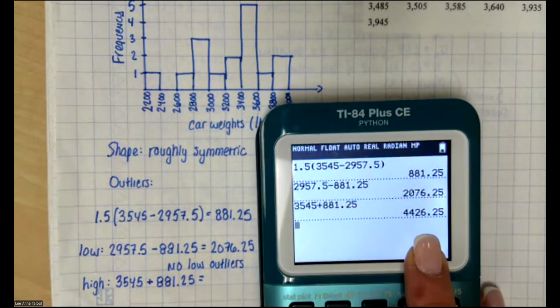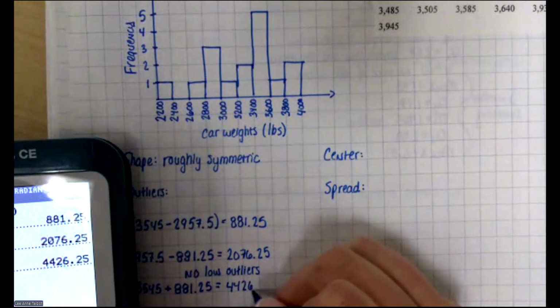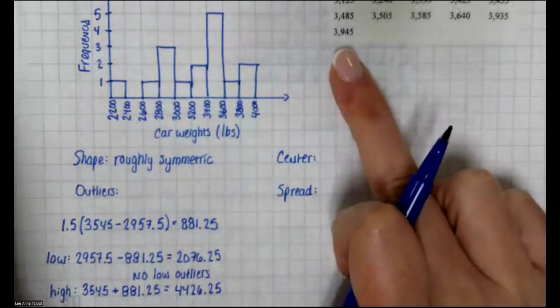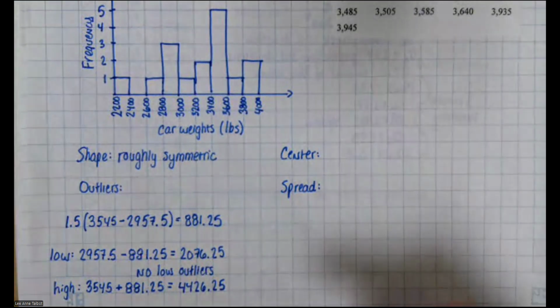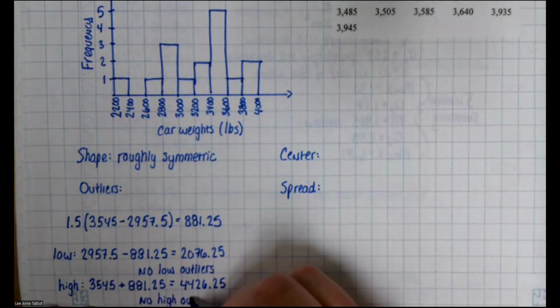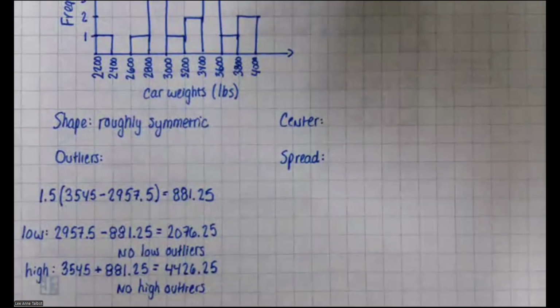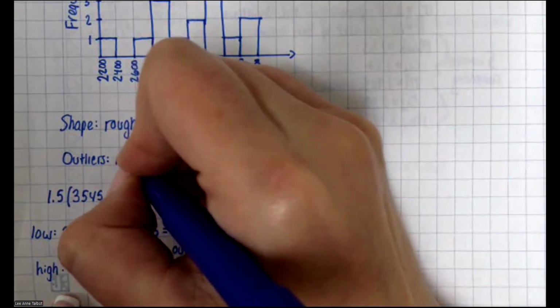And you get 4,426.25. Then I check back in my data set. Are there any numbers above 4,426.25? No. No high outliers. And I'm not really surprised from my shape, my histogram there, that other evidence to show me that I probably don't have any outliers. And that's a good thing.